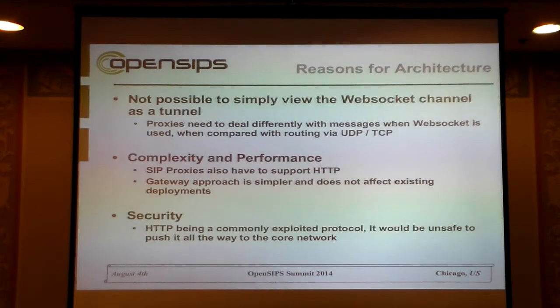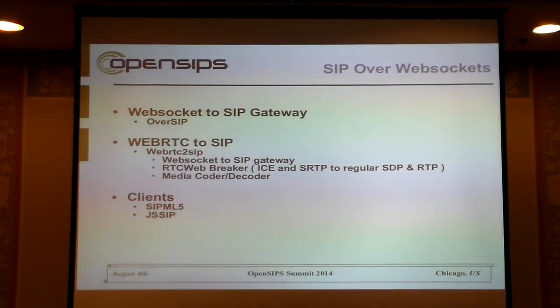So the idea is we don't want to change anything in the core. We just put a WebRTC gateway that converts things for us. The main reason for this is complexity and performance. We don't want to push the entire HTTP and WebSocket traffic, in the end TCP traffic, into our core. We want to keep things simple, use UDP, and reuse everything we already have. As for the tools you can use along with OpenSIPS, there are a couple of choices to be made. A simple WebSocket to SIP gateway is what we are usually using in conjunction with OpenSIPS.